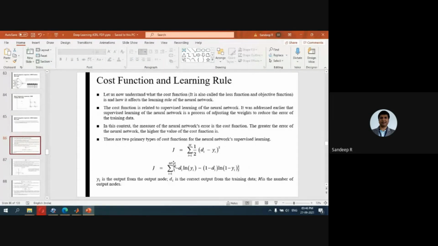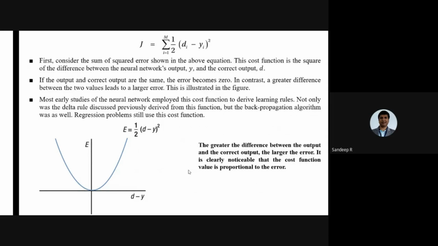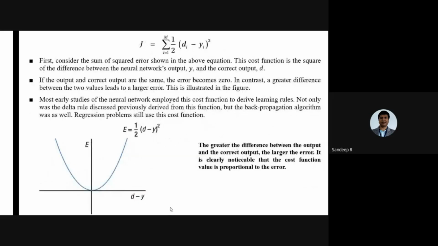The cross entropy looks like a complicated equation, but if I try to split it, say for example for a two-class problem, that is either 0 or 1, then we will have these particular equations. But before that, let me comment on the sum of squared error. Say for example, this is the cost function that we have.